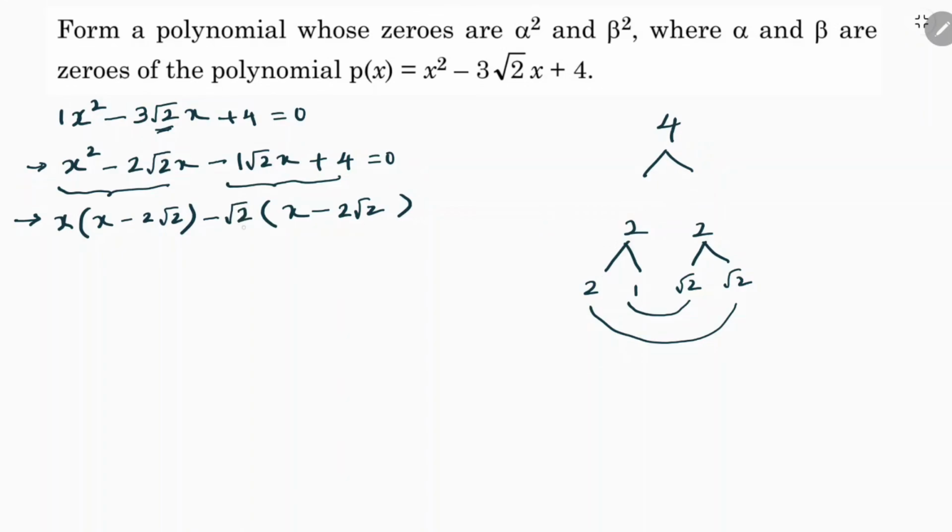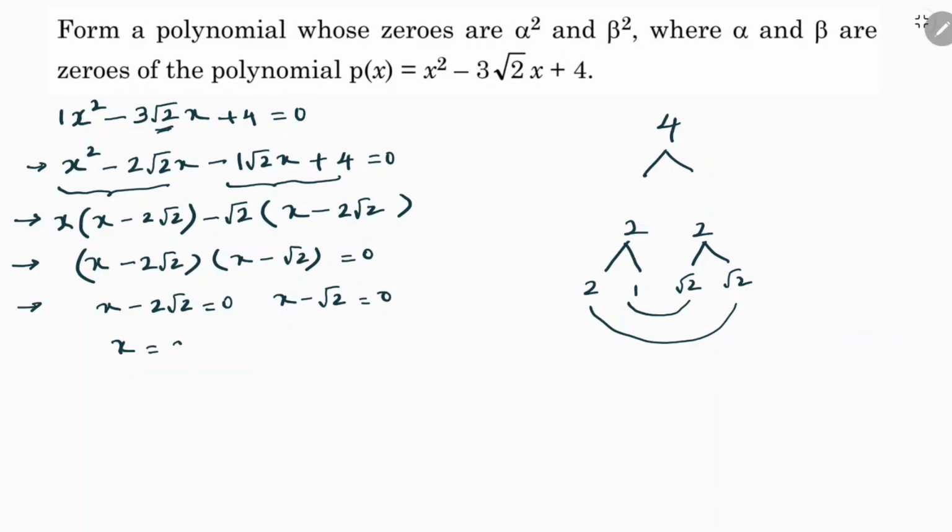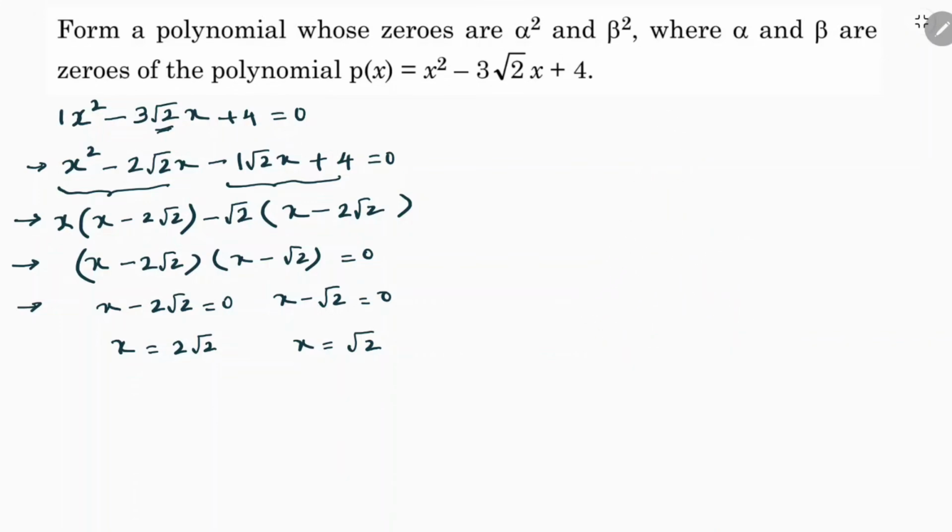Because here minus root 2 x, minus into minus gives plus, root 2 into root 2 is 2, root 2 into 2 is 2 into 2, which is 4. You'll get it like that. So now, taking x - 2√2 common, I'll be left with x - √2 = 0. Now x - 2√2 = 0 and x - √2 = 0. So x = 2√2 and x = √2.